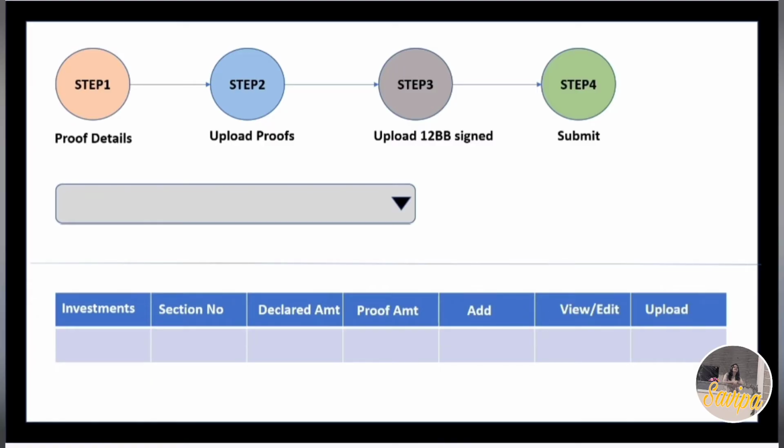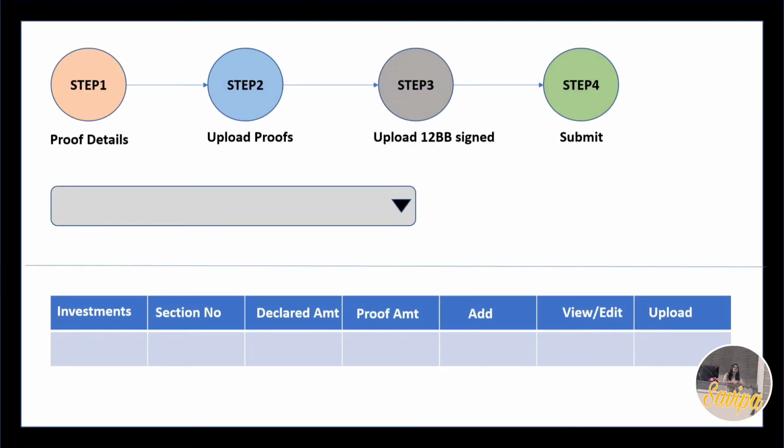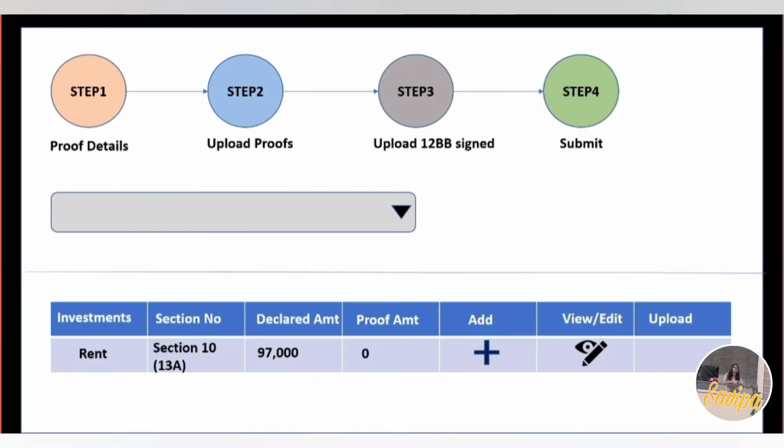Now let's see each step in detail. The first step is proof details. Once you click this proof details, whatever you have already declared in the tax declaration will be displayed in the table. In this table I have already declared rent, so it is already visible to me.